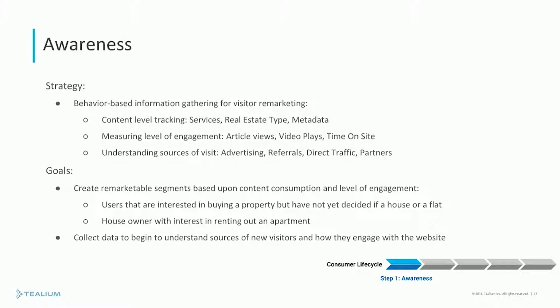Then, of course, the engagement. This can be measured on every website. So how many articles are viewed? Have they viewed videos about different apartment types? How much time do they spend on the website in general? And where they are coming from.